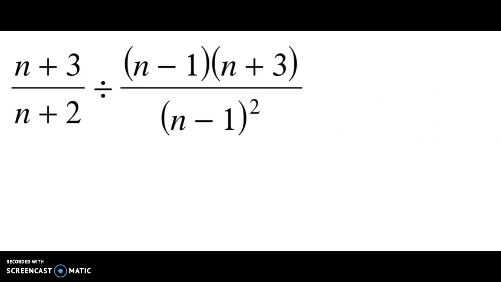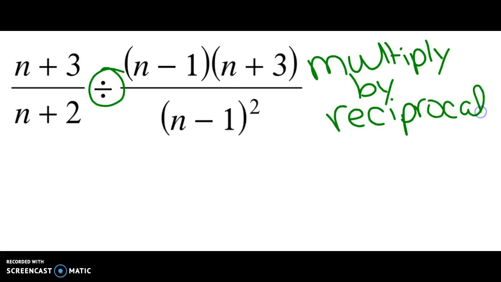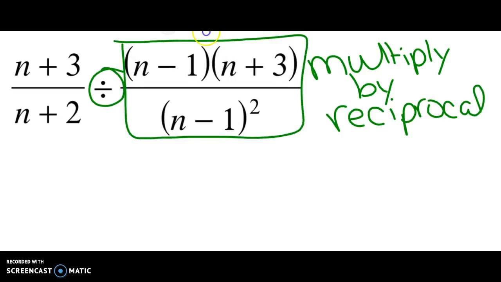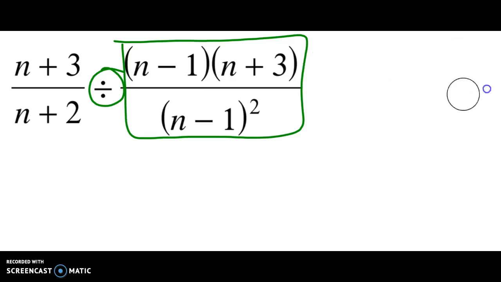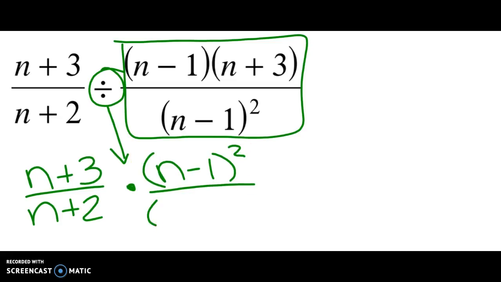All right, let's try the next one. Same thing, but here's the deal. It's division. So when you divide, you multiply by the reciprocal. Okay, multiply by the reciprocal. Well, the reciprocal of what? Well, you're going to do the reciprocal of the second part. Okay, so let's go and flip that over to be a reciprocal and change it to multiplication. So this is still going to be n plus 3 over n plus 2, but now we're going to multiply. This becomes multiplying, and then we're going to write the reciprocal or flip it, right?